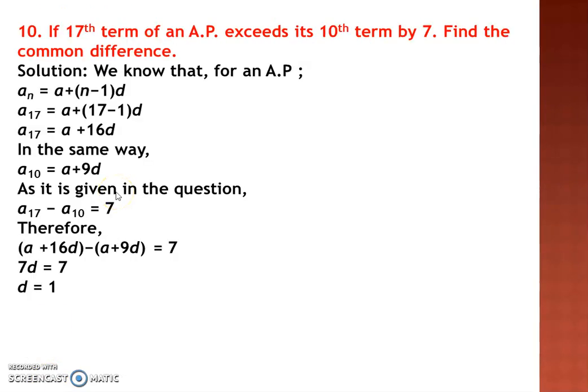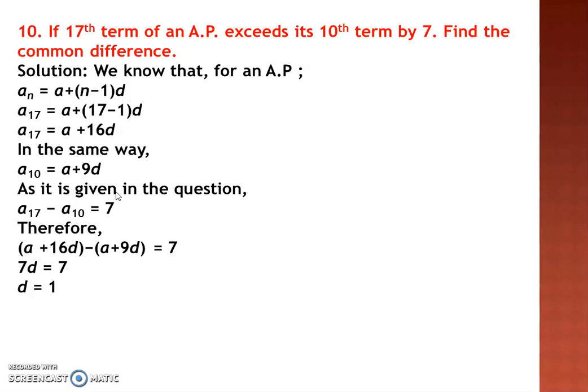If the 17th term of an AP exceeds its 10th term by 7. Now here what is given is the difference between the 17th term and the 10th term. The 17th term is exceeding the 10th term by 7, that is A17 minus A10 is equal to 7. That is given to you.